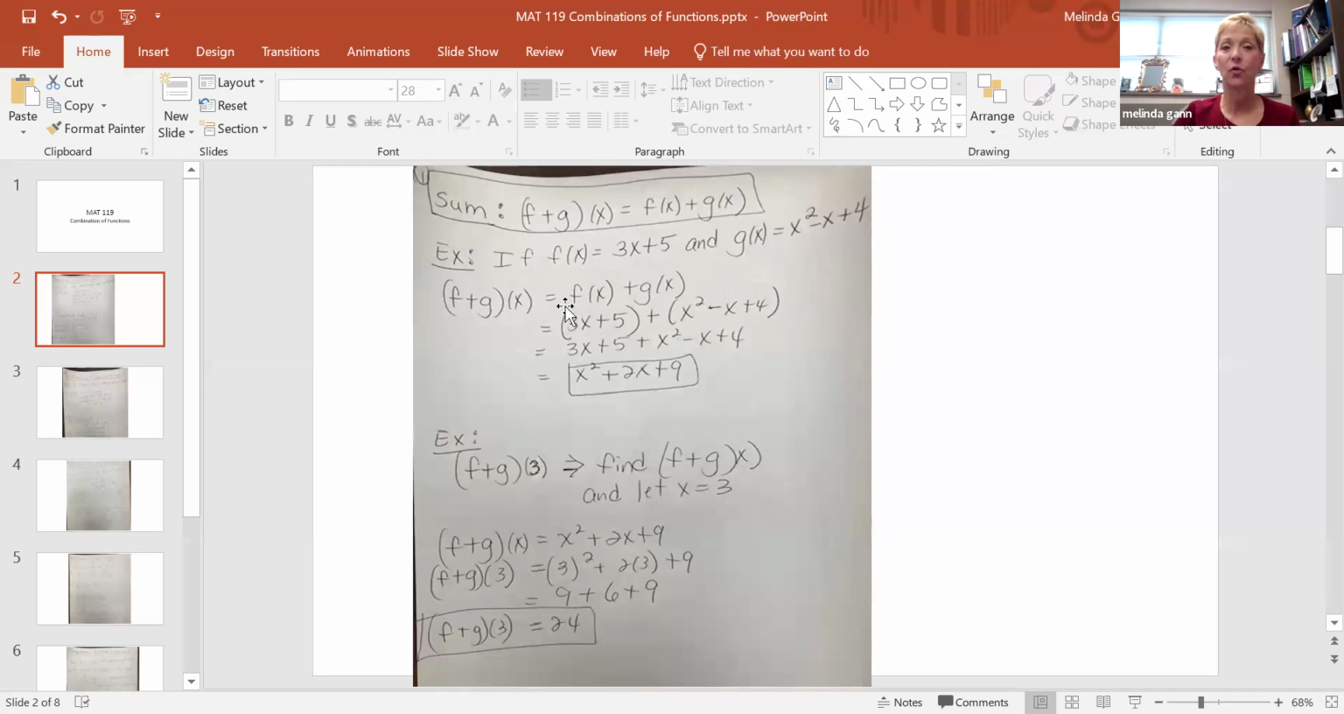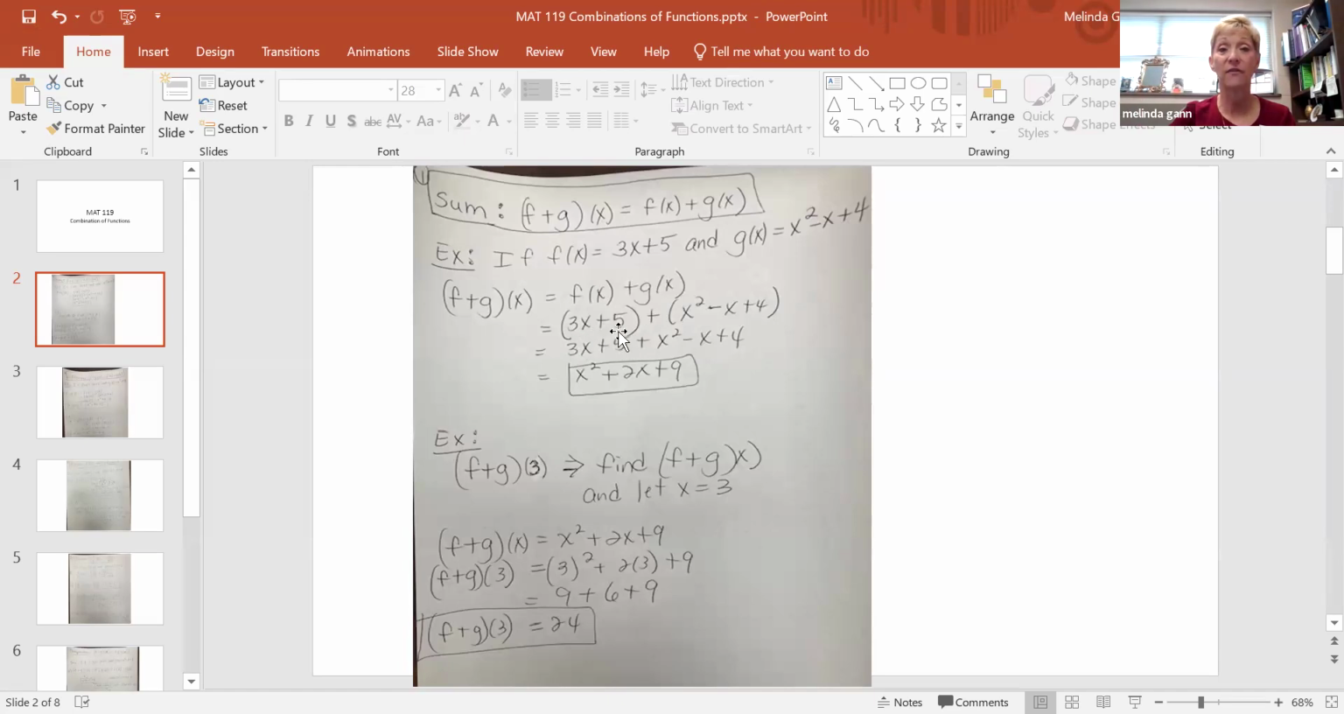So look at my example. What is f of x? Well, f of x is 3x plus 5. So in place of f of x, I put 3x plus 5, and make sure you put it in parentheses. Plus, there's my plus, and then g of x. Well, g of x is x squared minus x plus 4. So I put x squared minus x plus 4 in parentheses in place of g of x.